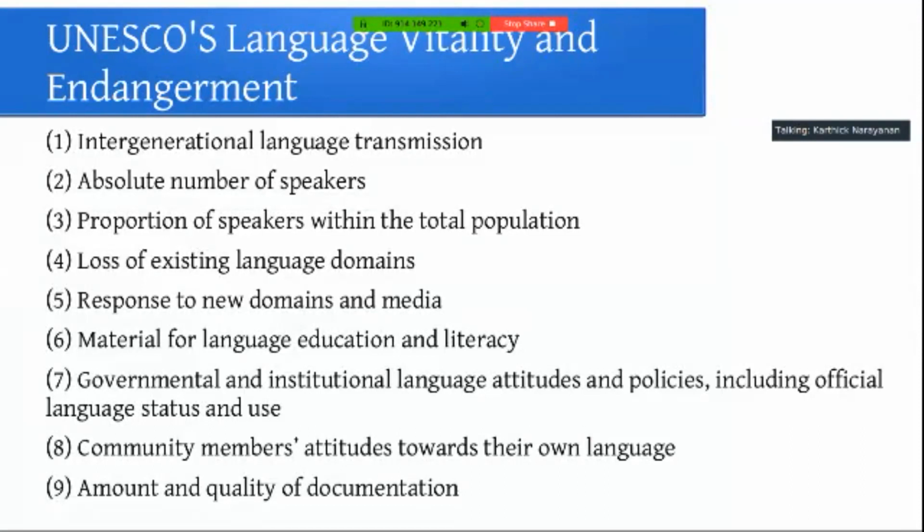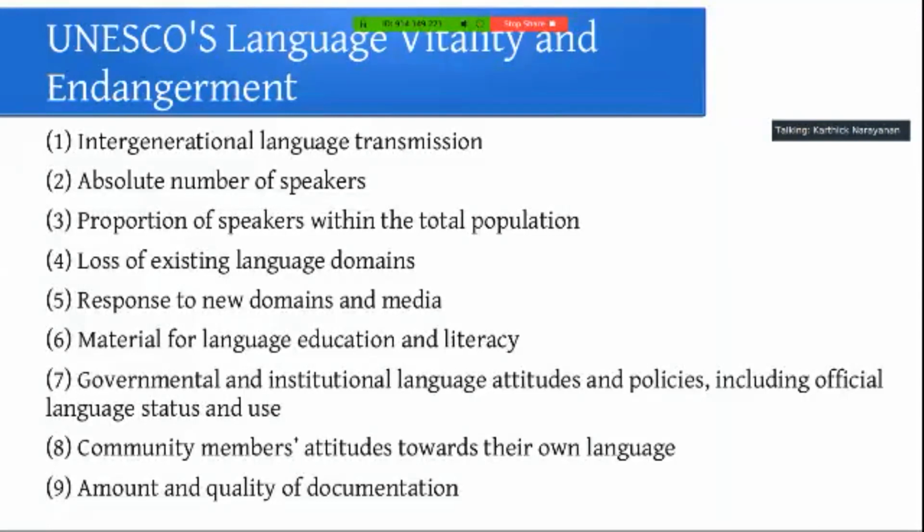And the last one is not really a vitality of language, but rather an indicator for linguists and policymakers to decide which language should be prioritized and what priority should be given. So that's amount and quality of documentation. So these nine factors in this UNESCO scale are one of the widely used language vitality and endangerment indices. Now, when people refer to a language vitality index, most people often refer to this scale.